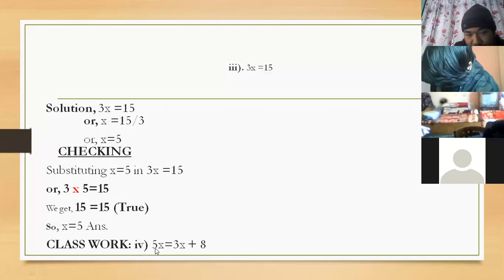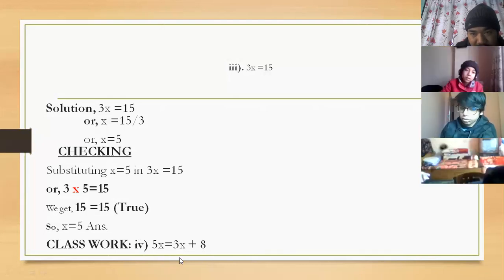In classwork I told this: 3x, bring it on the right side. Sorry, from the right side bring it on the left side. 5x minus 3x it will be 2x. 5x minus 3x equals 8? No, 5x minus 3x it will be 2x. Yes, I told that only. Sorry. 2x equals 8, and x equals 8 by 2. 8 by 2 means 4. 4 will be the answer, and check.